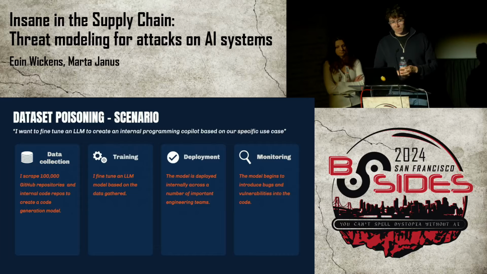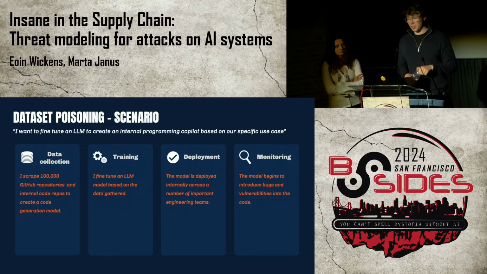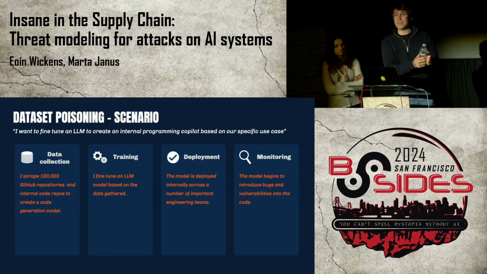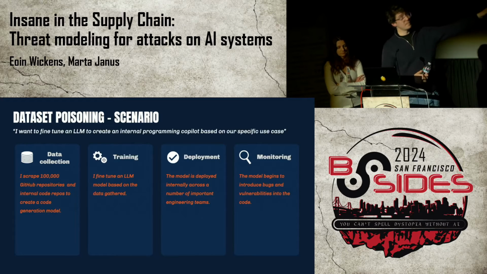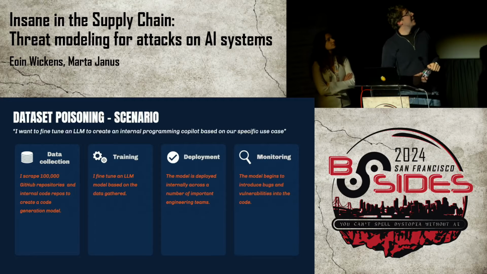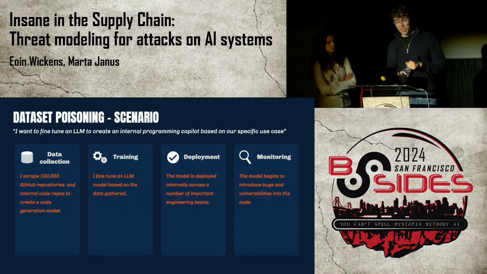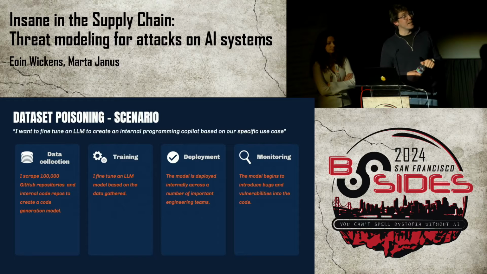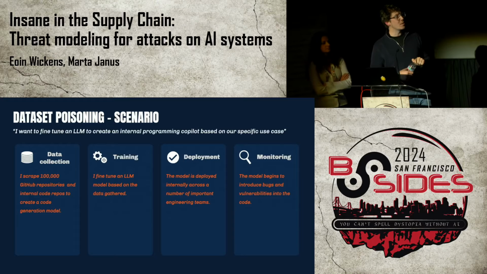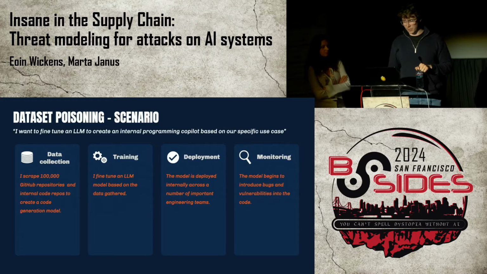So, a realistic scenario. I want to fine-tune an LLM to create an internal programming copilot based on our company's specific use case. So let's say I'm doing a load of coding in one particular language for a specific use case. Data collection: I scrape 100,000 GitHub repositories and internal code repositories to create a code generation model. The training side of it is I'm going to fine-tune an existing LLM based on the data that I've gathered. Then I'm going to deploy it internally across a number of different and important engineering teams. And then finally, in the monitoring phase, I start to notice that the model is introducing bugs and vulnerabilities into the code, which are making their way into production systems.